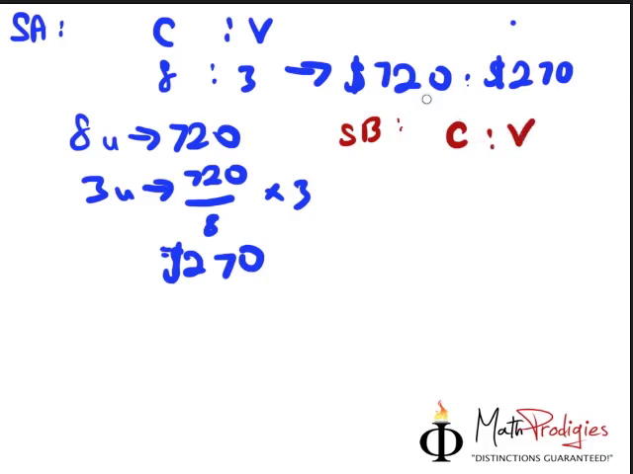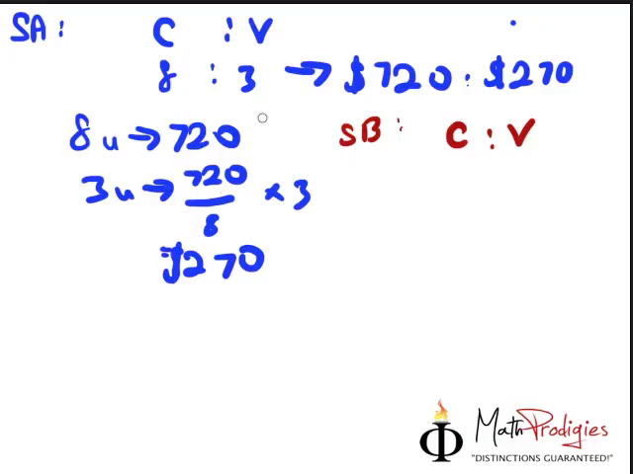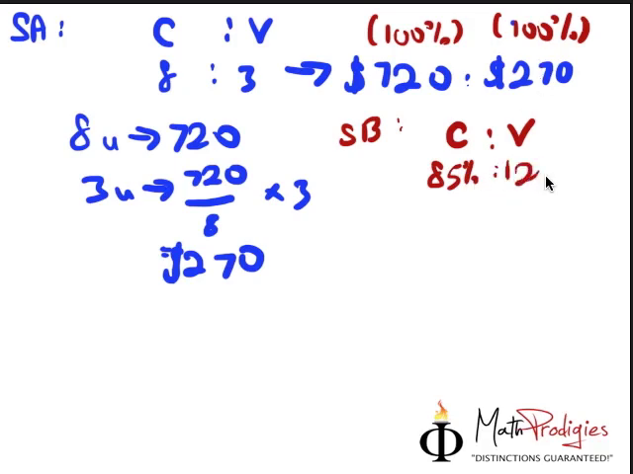For the camera, it's 720. How much more or less? It's 15% less. What you need to understand is this is equal to 100%. We'll take this as 100% and this as 100% as well. So if it's 15% less in shop B for the camera, it basically means it's 85%, correct? And the VCD player would be 120%. So let's find out what these numbers are.